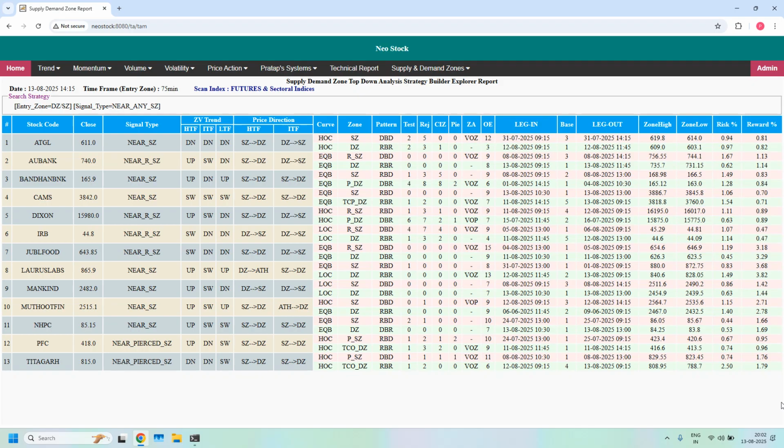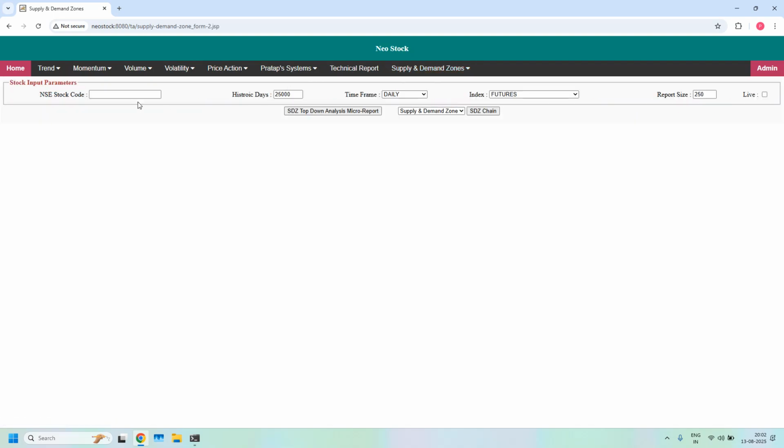Next, I will be generating Nifty and Bank Nifty supply demand zone chain reports. Starting with Nifty from monthly time frame, generating monthly supply demand zone chain for Nifty.